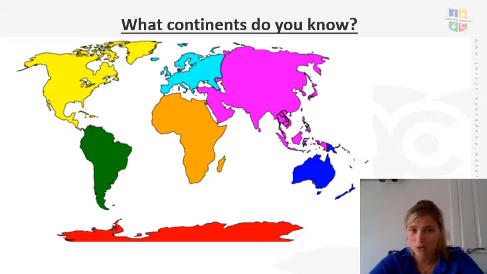Now there are some colour coordinated clues on here. So each of these colours is a different continent. So that might give you some ideas. So before you move on, before you press play, pause the video now, have a think, what do you know about continents? Do you know any continents? And see if you can remember any before we move on.